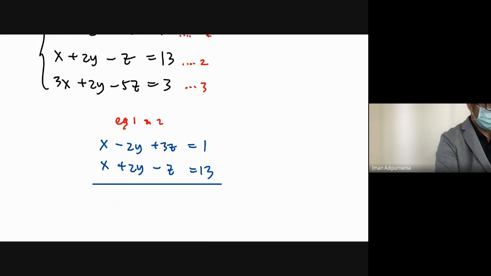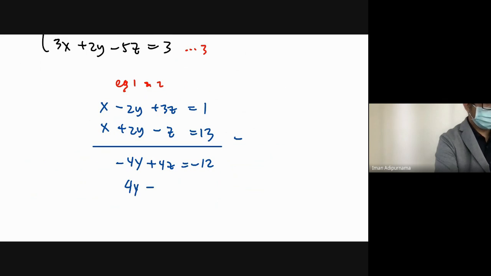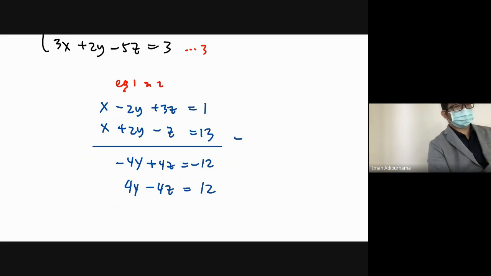This will be minus to take out the x. So this will be negative 4y plus 4z equal negative 12. But I want this to be in this form. Okay, so I will have the 4y minus 4z equal 12. Okay.